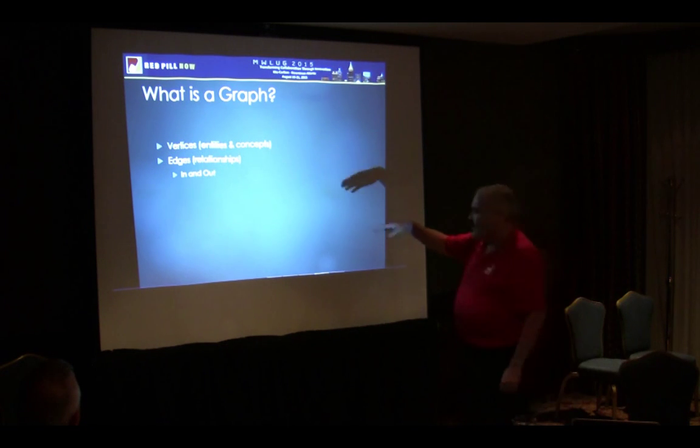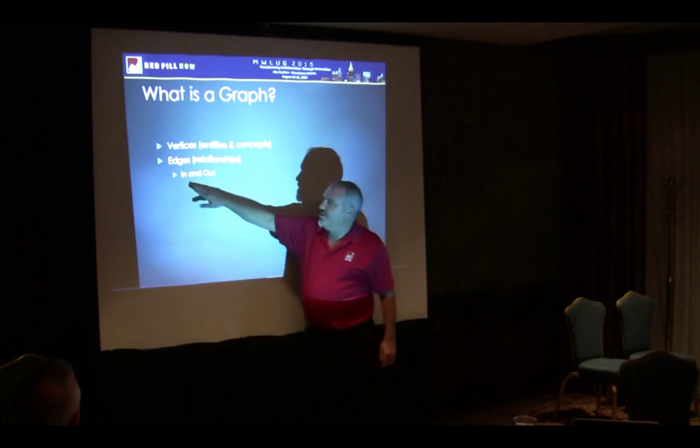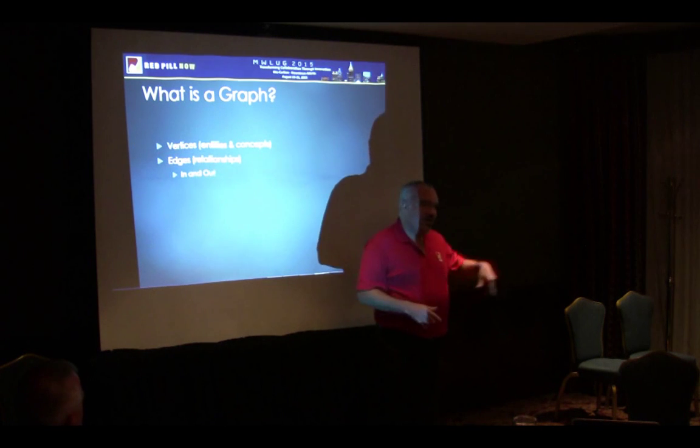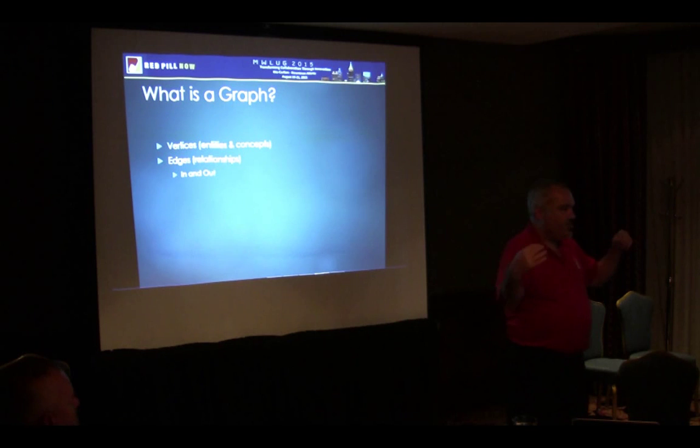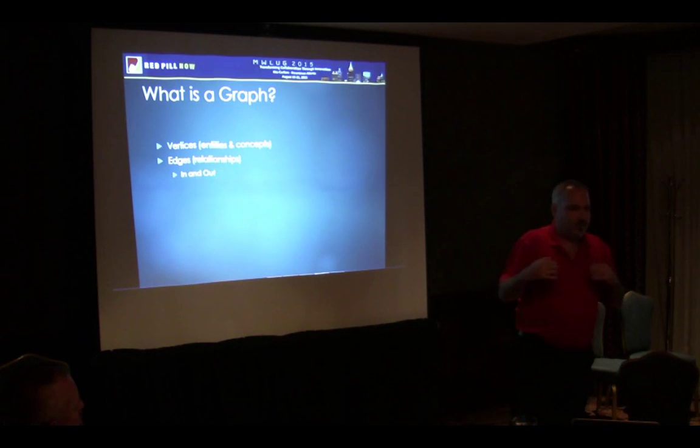So an edge in a graph has two things about it, in and out. And that's just saying, here's my in vertex, and here's my out vertex. So they're always directional, but you can traverse the edge in either direction. Okay?